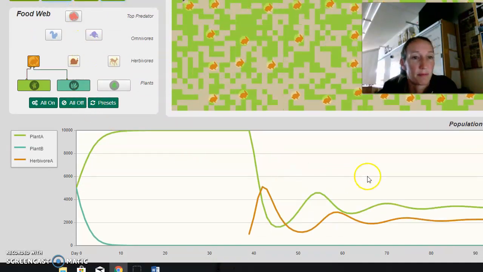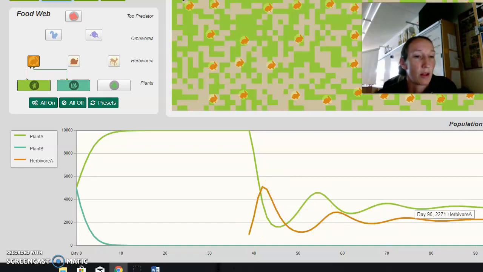I'm going to pause that. It looks close to where it starts to level off, and that's where you want to stop the simulation. So once again, we'll go back to our table. This is where they started. Plant A started at 10,000. Plant B started at 0. And the rabbit started at 1,000.